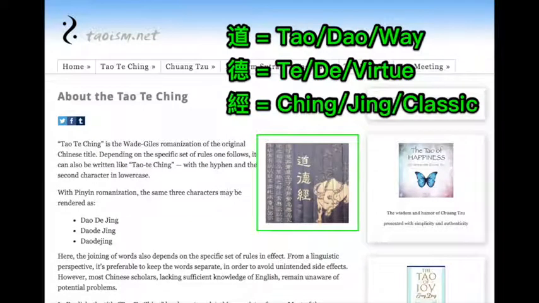So what about the second part, De Jing? The second part, De means virtue. The English word virtue happens to be exactly the same as the Chinese character de, because the Chinese character de has a dual meaning.